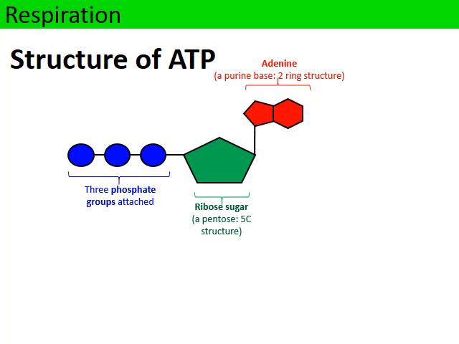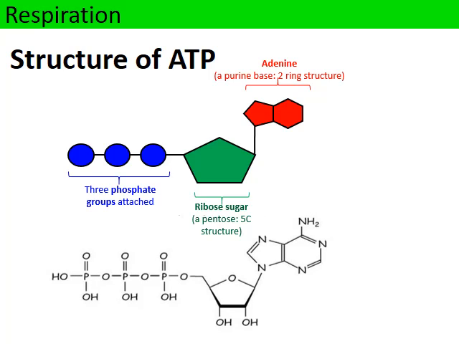Now, if we start by looking at the structure of ATP, we know it's a nucleotide, and it's actually an RNA nucleotide. But the main difference between ATP and the RNA nucleotides that are used to make messenger RNA and transfer RNA is that there's 3 phosphate groups all linked together, connected to the ribose sugar. Now, an RNA nucleotide used to make messenger RNA and transfer RNA will have a single phosphate group connected to the green ribose pentose sugar.